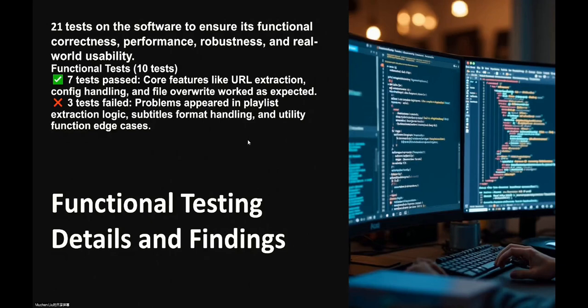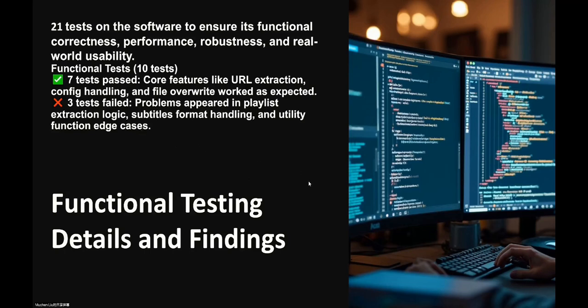We conducted a total of 21 tests on the software to ensure its functional correctness, performance, robustness, and real-world usability. These tests were grouped into 3 categories: functional, non-functional, and other validation tests. First, we can talk about functional tests. These are white box unit tests based on the original test files from the GitHub repository. We ran each test file individually using IDLE and judged the result based on whether the script completed with an OK message or failed due to exceptions.